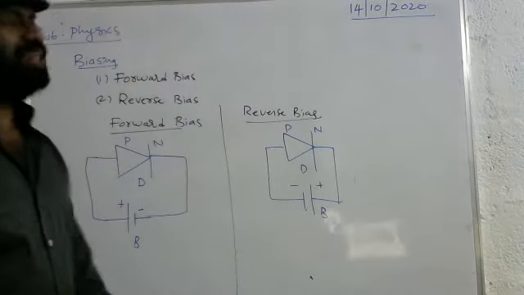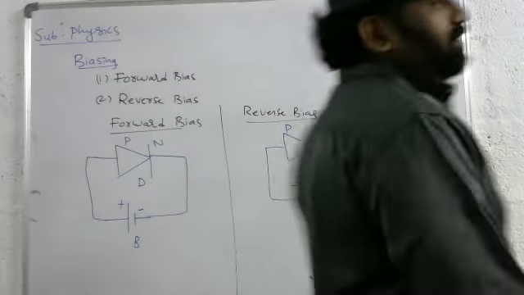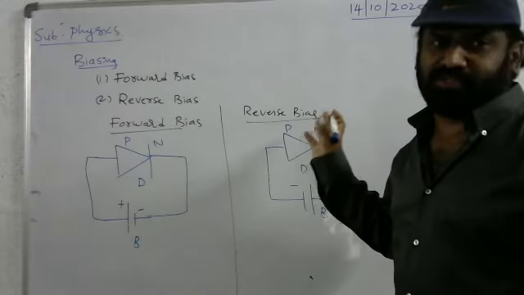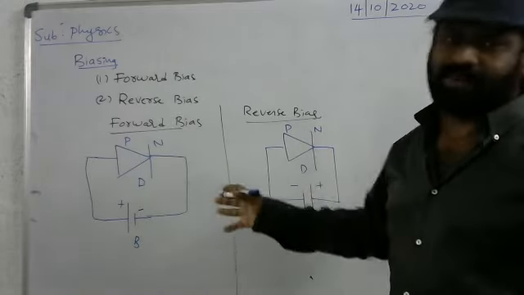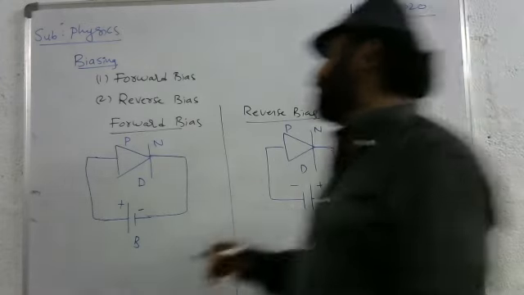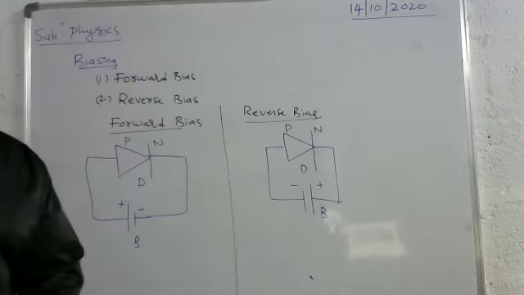Now, in which bias condition do we have to apply to the diode? Does it work in forward bias or reverse bias? First you should know. Let us check in which bias condition the diode works, forward or reverse. What happens when it is connected in forward bias? Let us see.